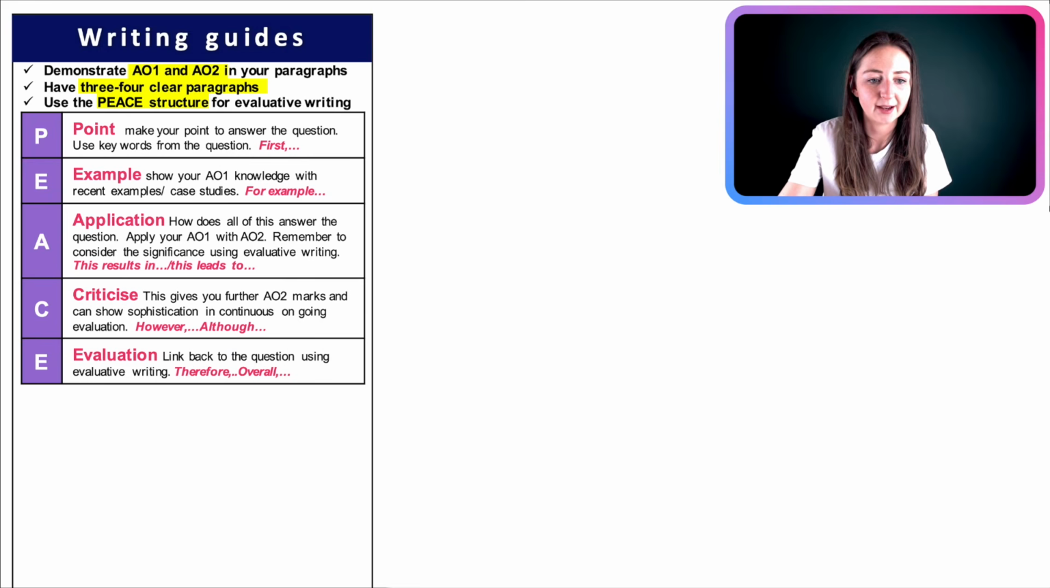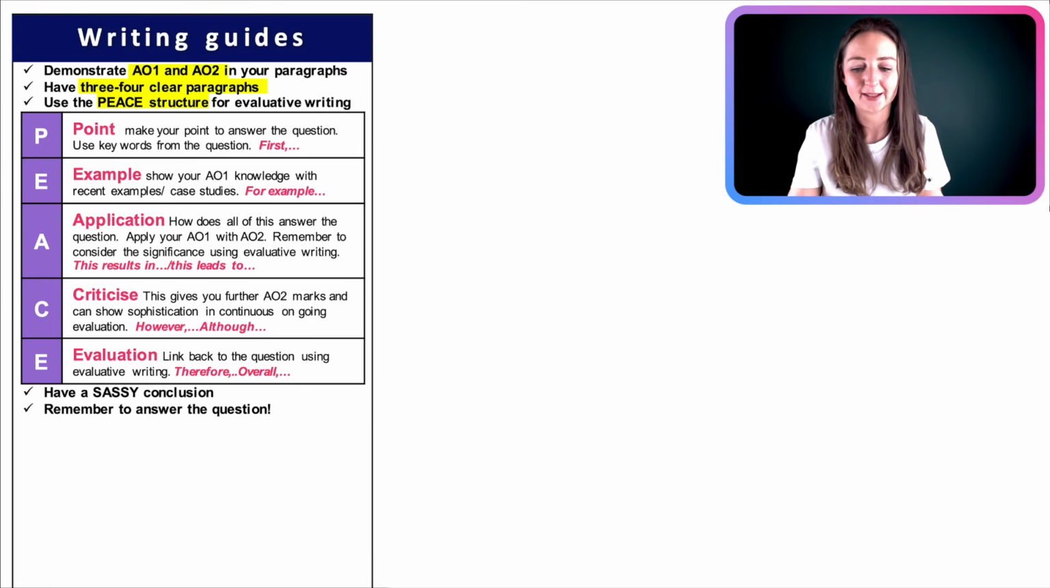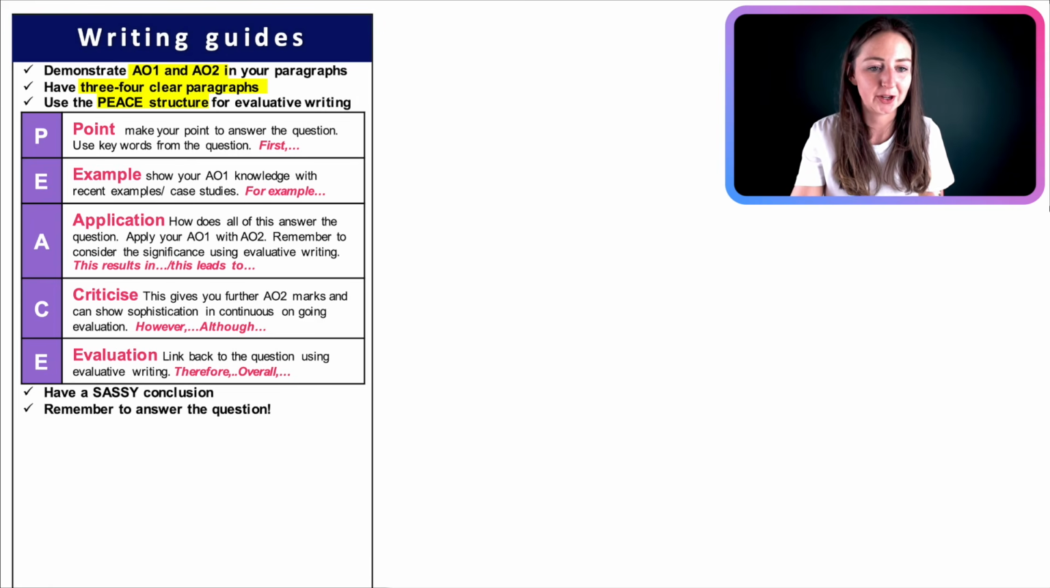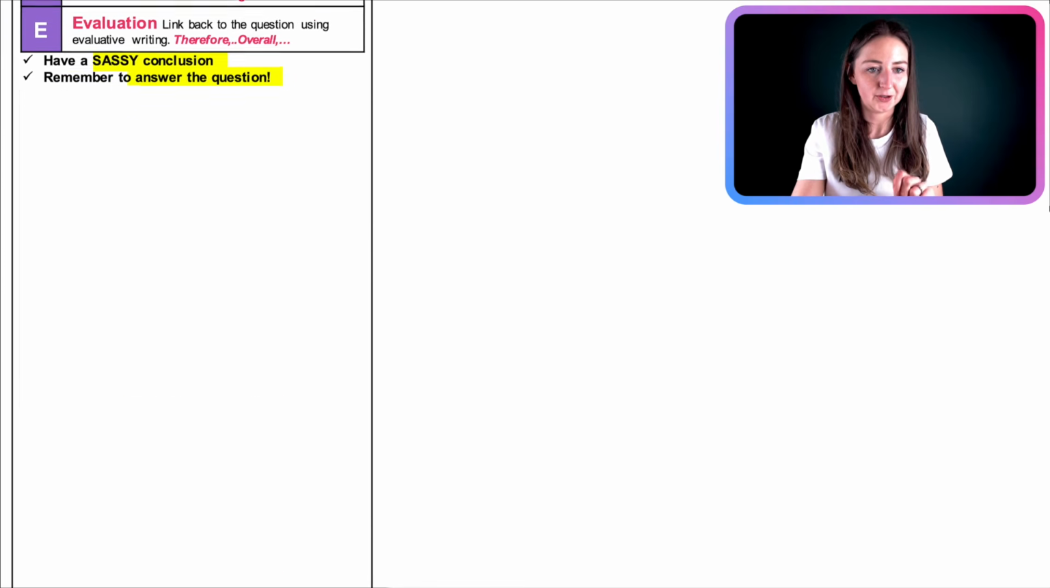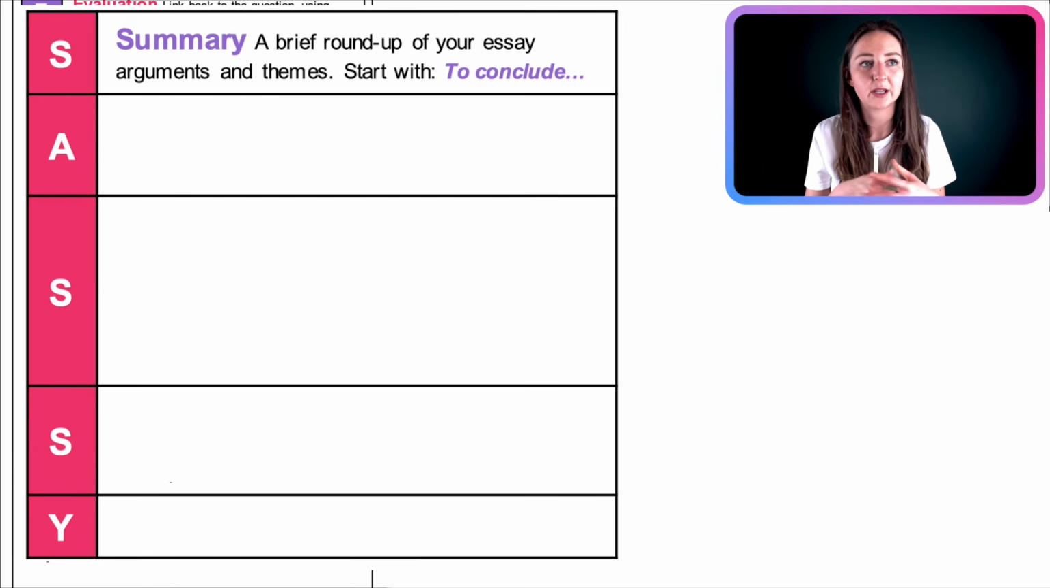If we go on to next, then finally what we want to have is we want to make sure we have a SASSY conclusion. So this is what I love. I saw this, I think, on a teacher's website somewhere, and I thought it was amazing. And then also you want to make sure you're answering the question. So what is a SASSY conclusion? And we're going to have a go at looking at things you can include. So a SASSY conclusion includes a summary of what you found. So I'd always start your conclusion with 'to conclude'. You want to tell the examiners you know exactly what you're talking about.